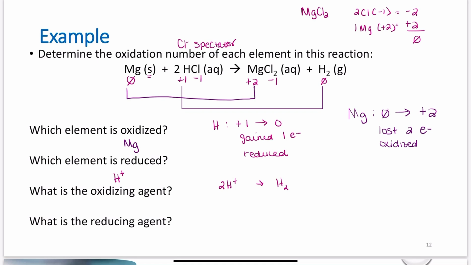What is the oxidizing agent? The oxidizing agent is reduced itself. It oxidizes something else. So your hydrogen ion, I put that plus sign there just to emphasize it, is your oxidizing agent. And the magnesium is your reducing agent, because it itself was oxidized and it caused something else to be reduced. Magnesium gave up its electrons to hydrogen, allowing the hydrogen ion to be reduced.